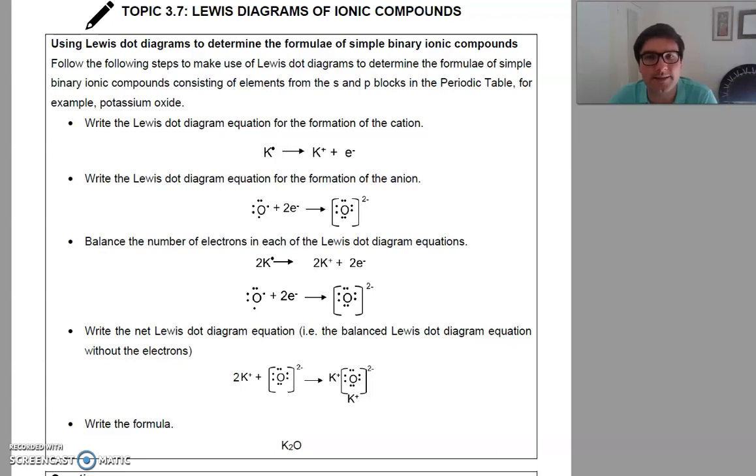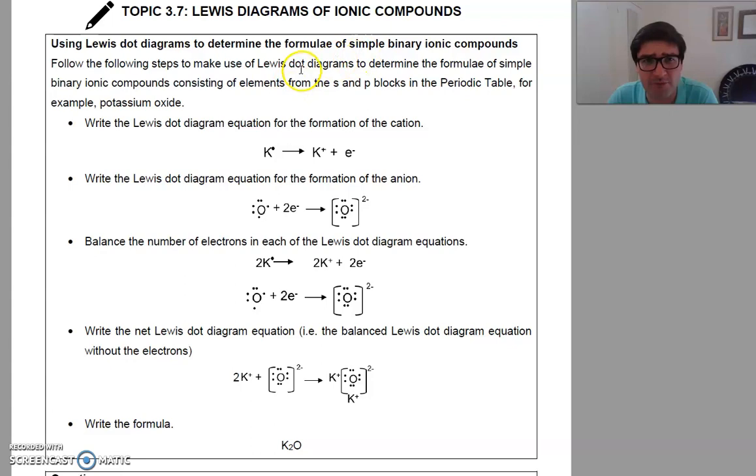Hi guys, this is lesson 7 of our topic on chemical bonding and structure, and we're looking at Lewis diagrams of ionic compounds. In this lesson, we are going to use Lewis diagrams to assist us in determining the formulae of simple binary ionic compounds. You might wonder, what do I mean by a binary ionic compound? It's an ionic compound that consists of two types of elements.